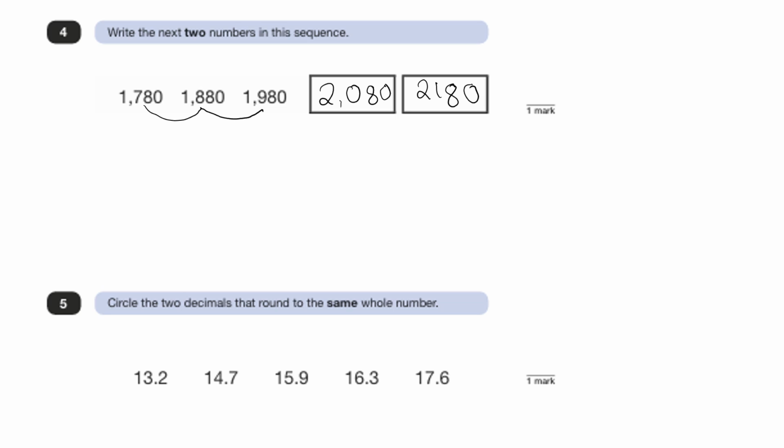Circle the 2 decimals that round to the same whole number. When we round it to the whole number, it rounds to the same one. So this rounds down to 13. This will round up to 15. This will round up to 16 because we're looking at our tenths. This will round down to 16 and this will round up to 18. So it's these two.